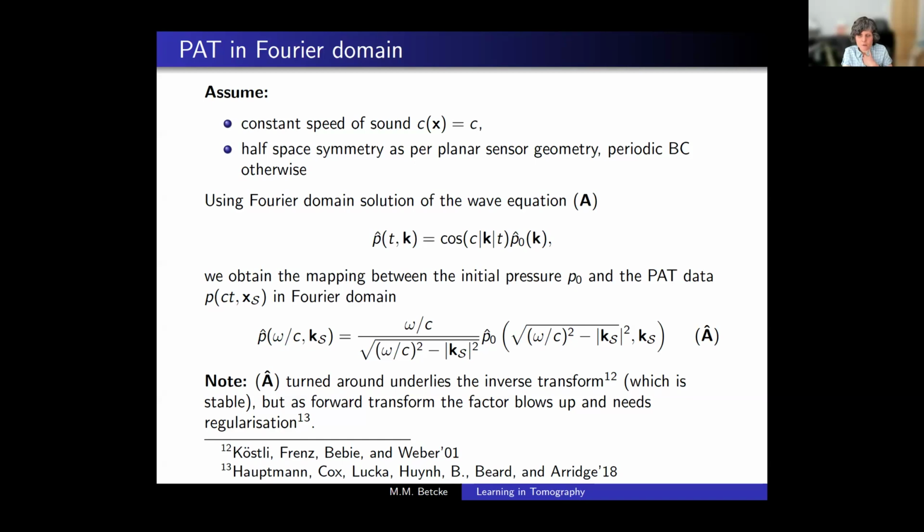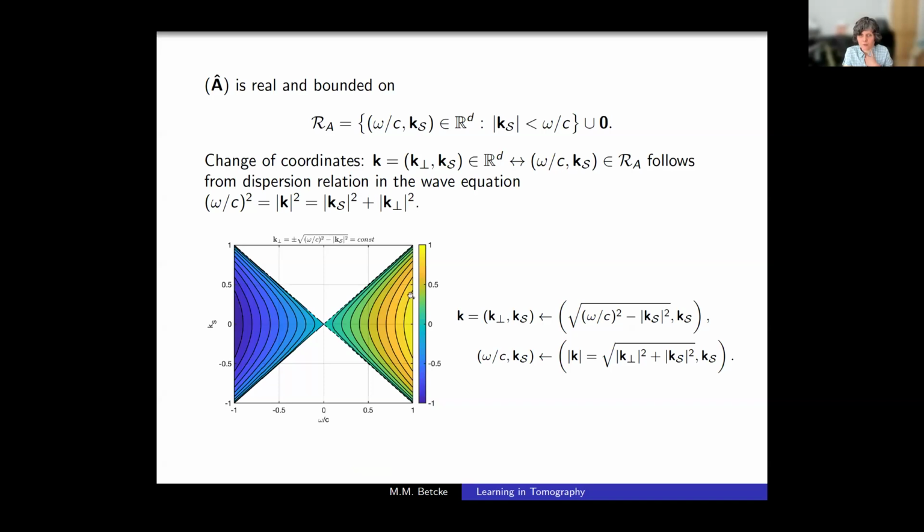And so now when we review the geometry of this formula, we observe that this is nothing else than just a change of coordinates between the Fourier domain of the image space and the Fourier domain of the data space. The sensor coordinate is the common one, and the change of coordinates only happens between the frequency corresponding to time and the frequency corresponding to the direction that's perpendicular to the wave propagation. And I can get this change of coordinates from the dispersion relation of my wave equation.